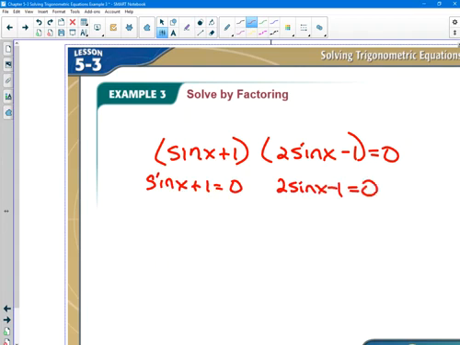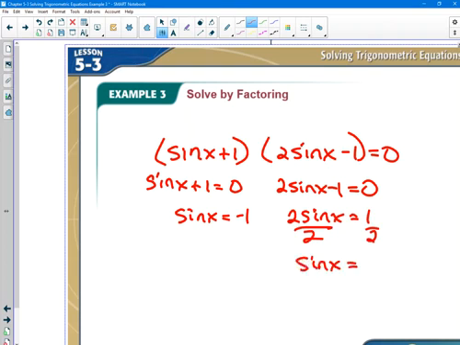So if I subtract 1, we know that sine x is going to equal a negative 1. And we know by adding 1 to both sides and dividing by 2 that sine x is also going to equal 1/2. All right.